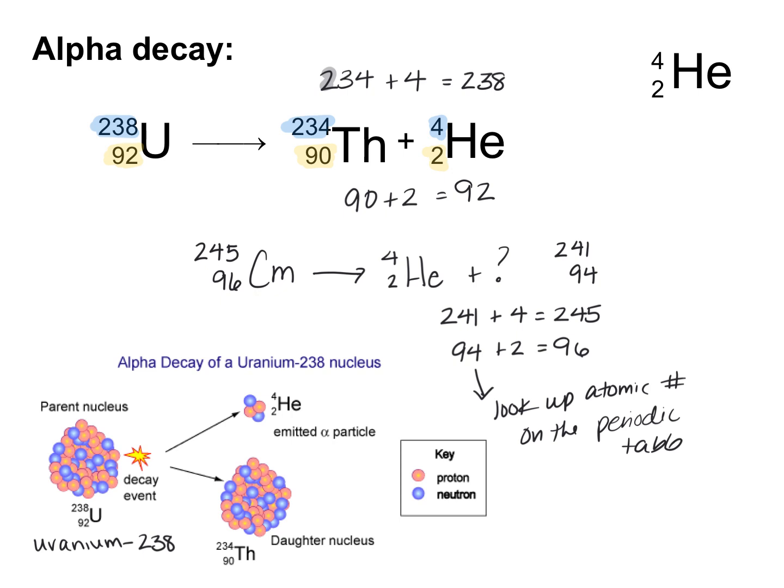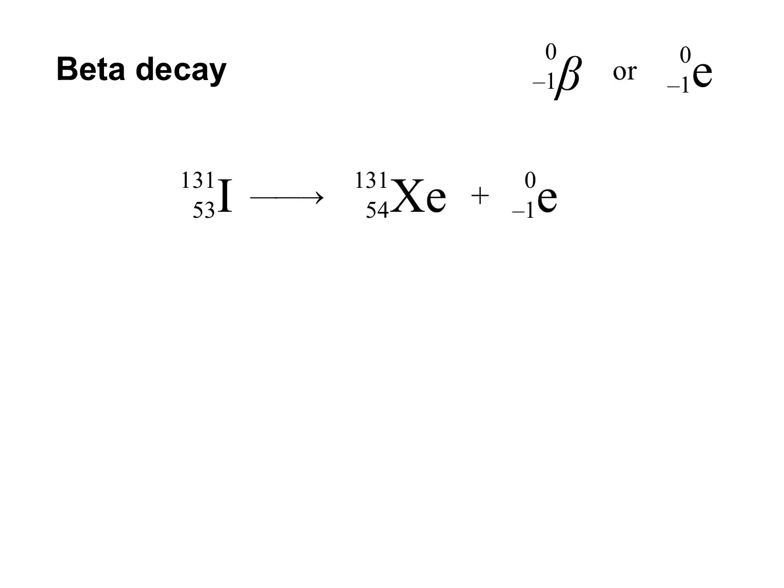And so I go to my friendly periodic table, I find 94, and I see that it's plutonium. And so that's my new nuclei that's made. So this is the process of alpha decay. The next process we're going to talk about is beta decay, which is shown.